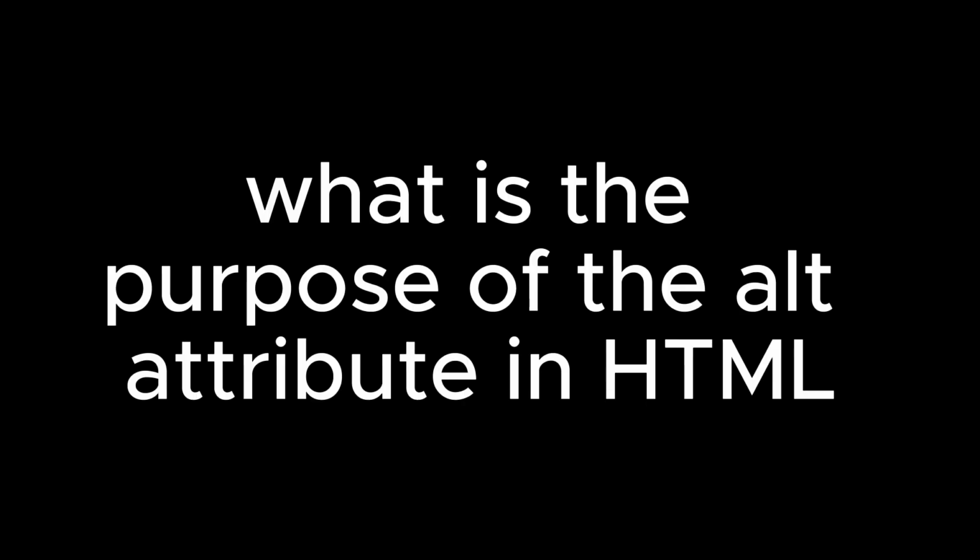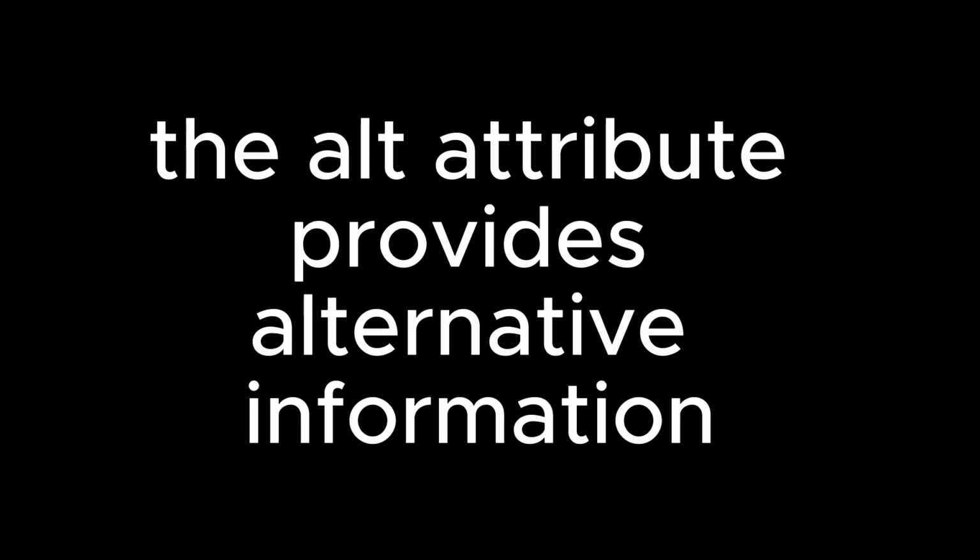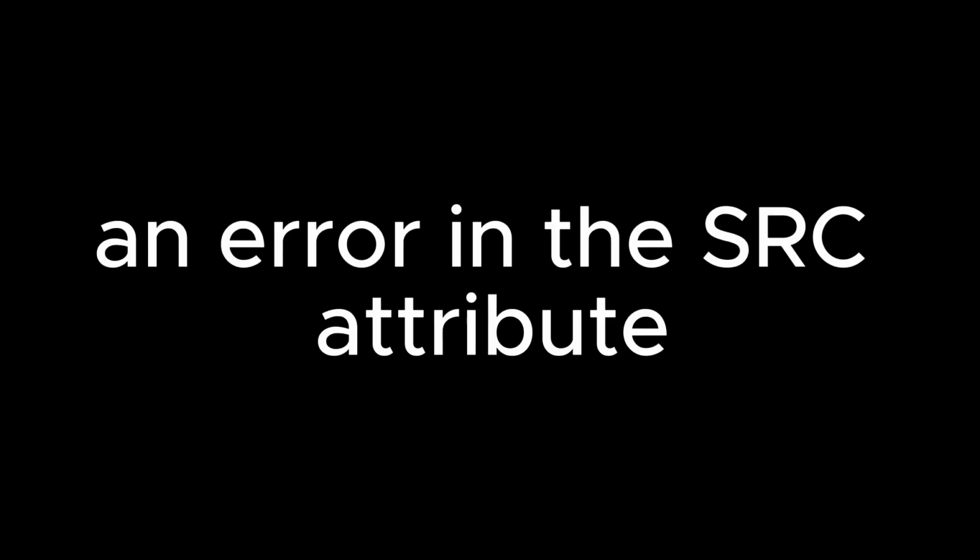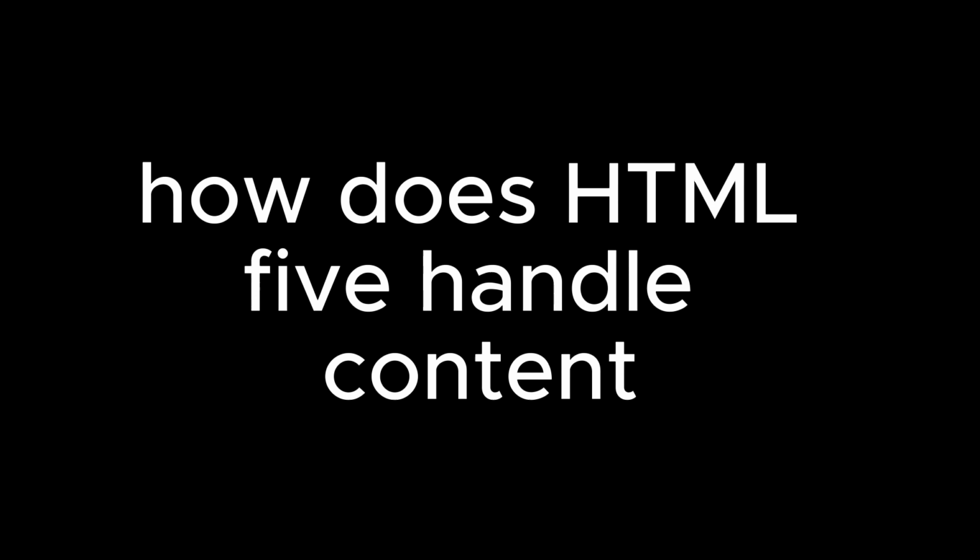Question 4. What is the purpose of the alt attribute in HTML? Answer. The alt attribute provides alternative information for an image if a user cannot view it. This could be because of slow connection, an error in the src attribute, or if the user is using a screen reader.